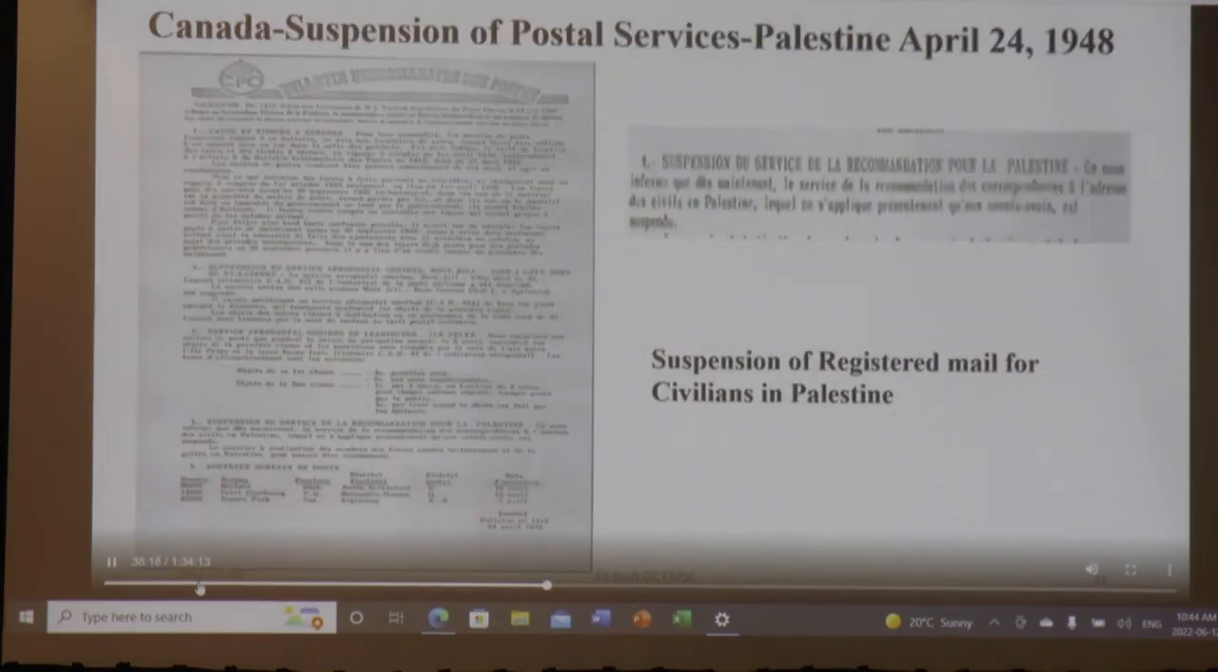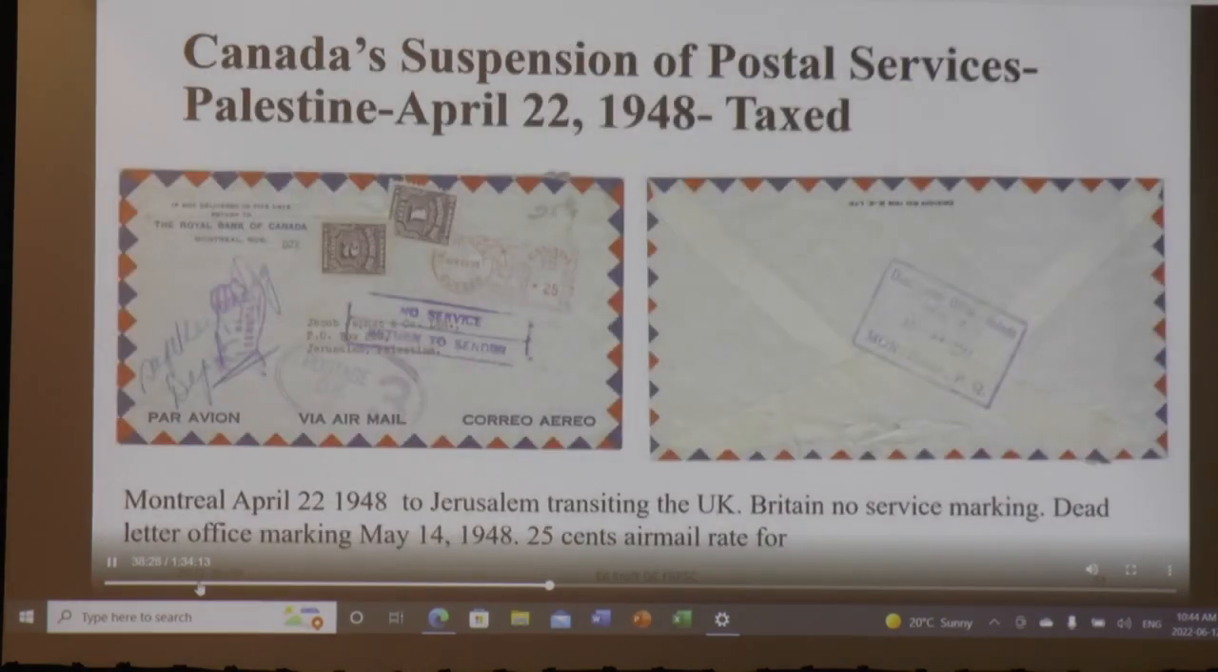And here is the Canadian circular in French talking about the suspension of service of registered mail for Palestine in April of 1948. Here's a beautiful piece of mail coming from the Royal Bank of Canada, commercial mail going to Jerusalem, Palestine. And there was the right postage. You know, I call it the Doltrop postage rate, the 25% airmail rate. Unfortunately, there was no service, so it had to go back to the Royal Bank.